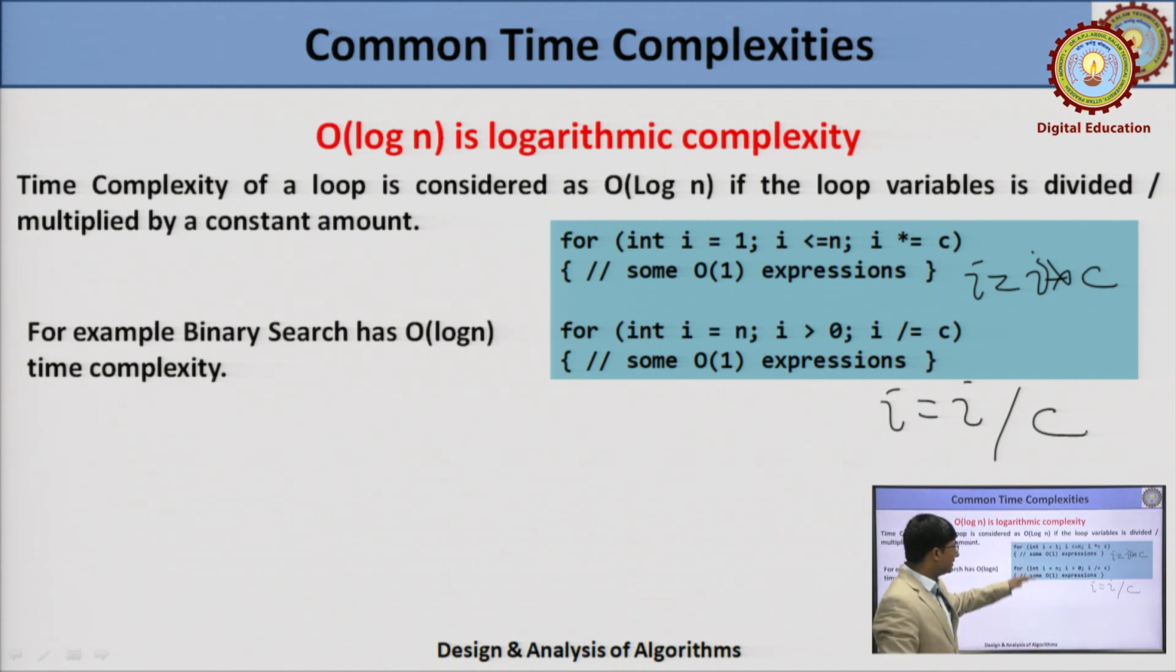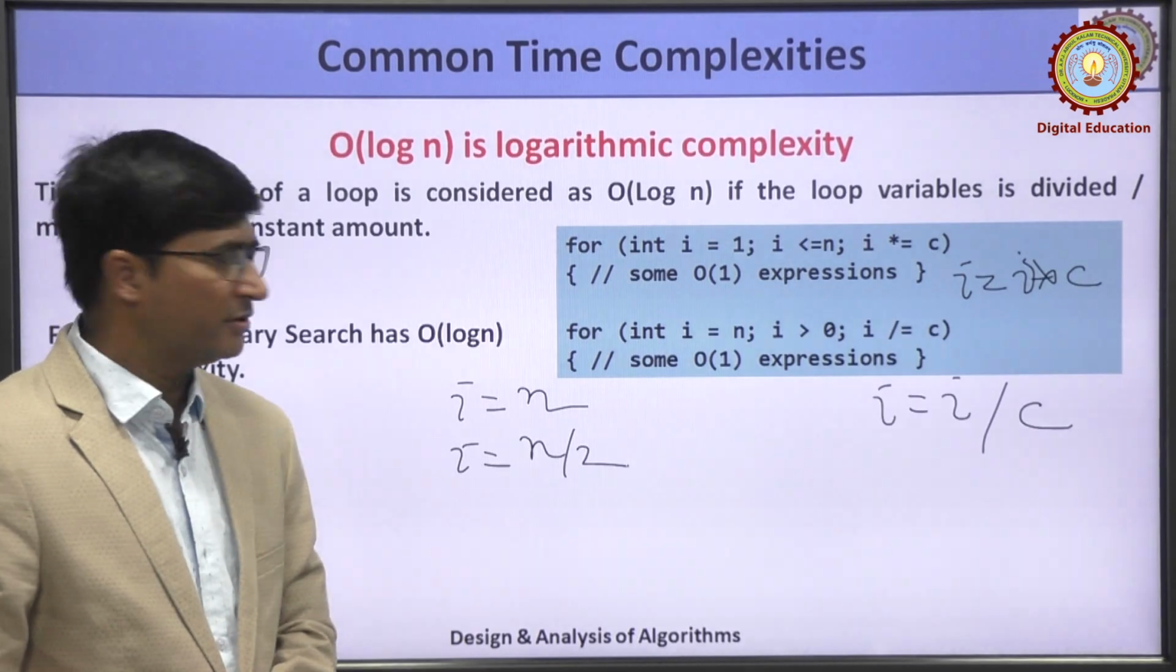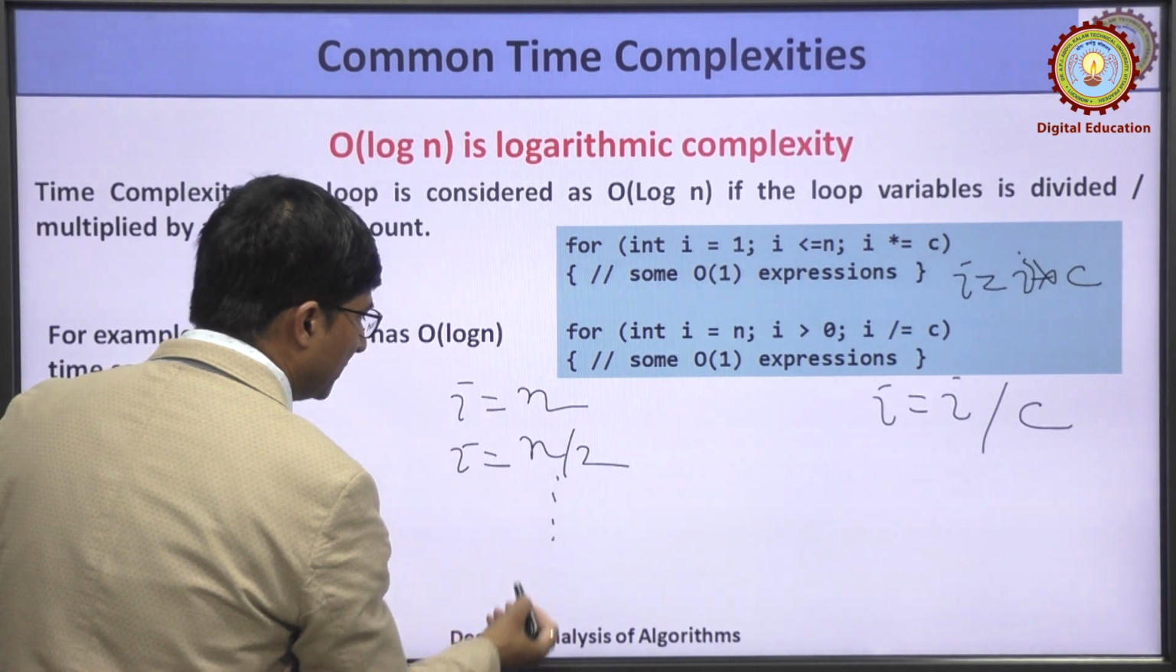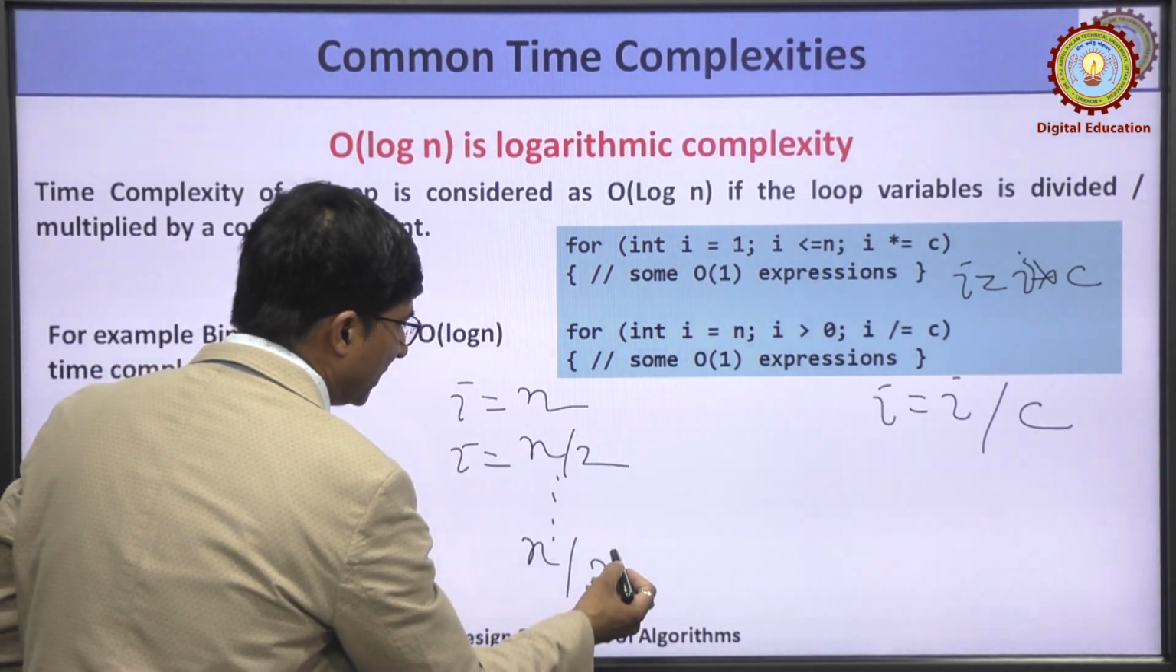So, in such cases we use logarithmic time complexity, and how does it happen? For example, in this particular example, if we start with i equal to n, in the second phase this would be reduced by a constant factor of 2, that is n by 2, and in this manner it will go till 2 raised to the power of, say, i.